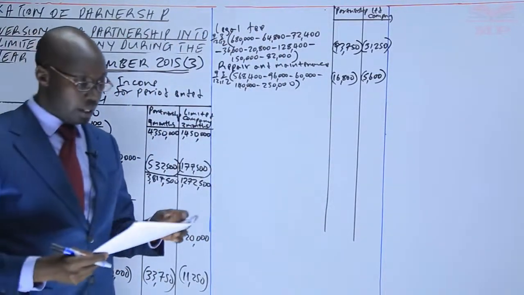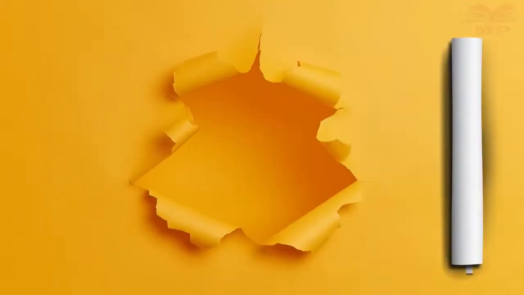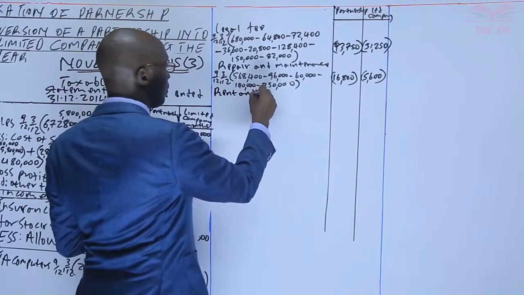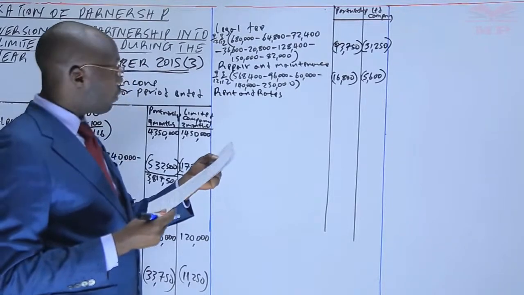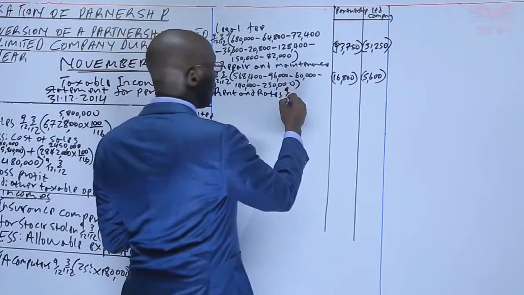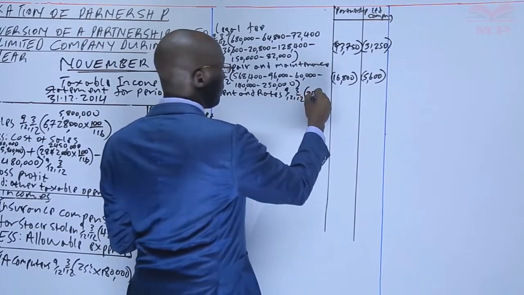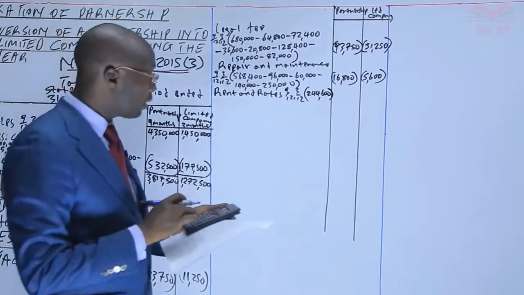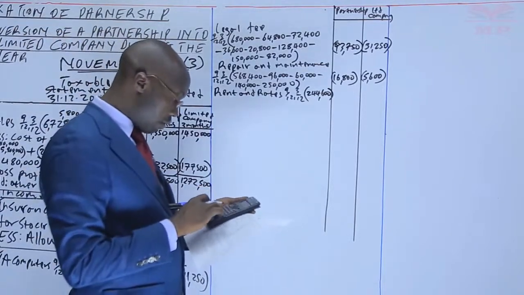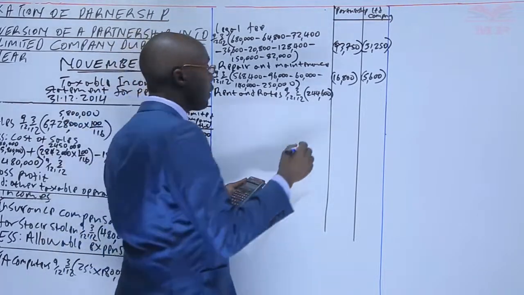And then we go back to the income statement. We continue looking for allowable expense. After repair and maintenance, there is rent and rates. This one does not have additional information, so it's all about apportioning 9 over 12, 3 over 12 of 244,600. So 9 divided by 12 times 244,600, which we have 183,450.